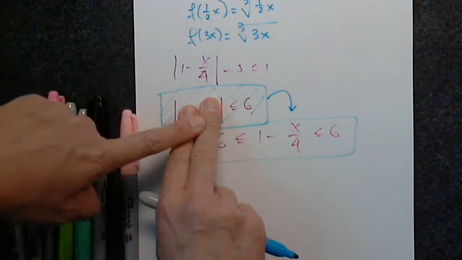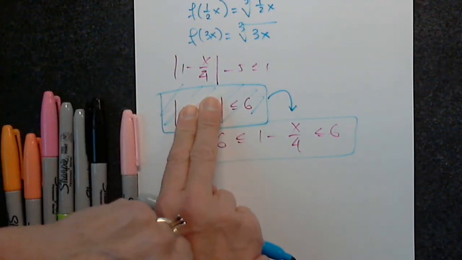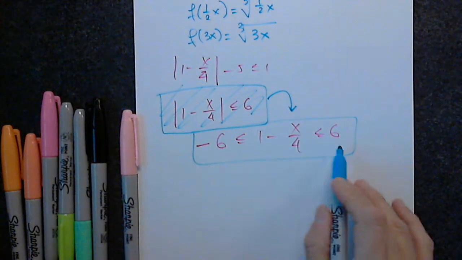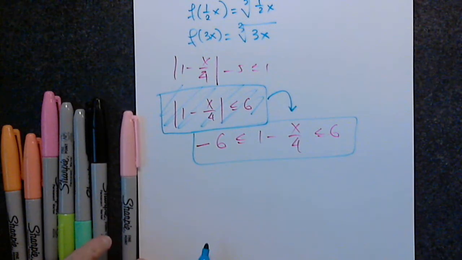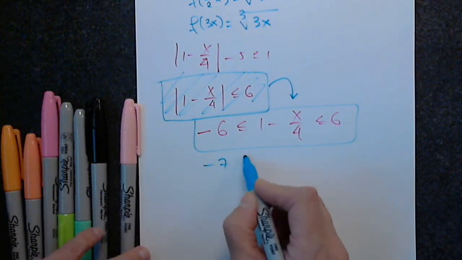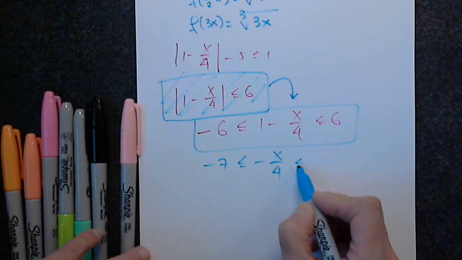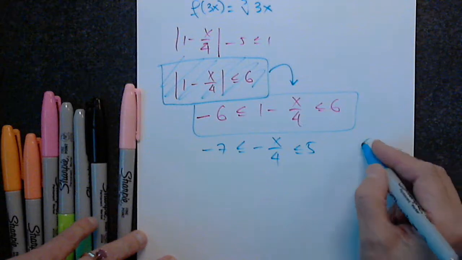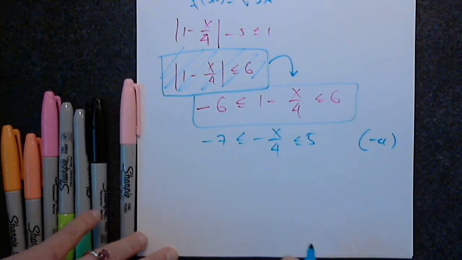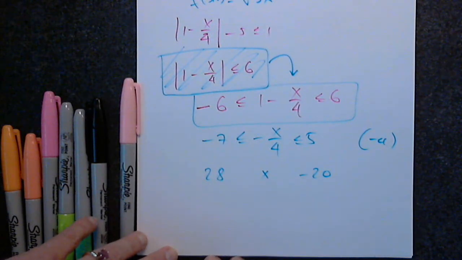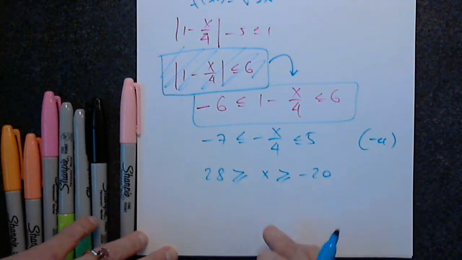Remember we said try to find numbers whose distance from 0 is 6 or less. 6 or less. From negative 6 to 6. Alright, so first I have to subtract 1. So this is negative 7 less than or equal to negative x over 4 less than or equal to, I subtract 1, 5. And then I multiply all sides by negative 4. So this is 28, this is negative 20, and this is x. So obviously I have to switch the inequality symbol.